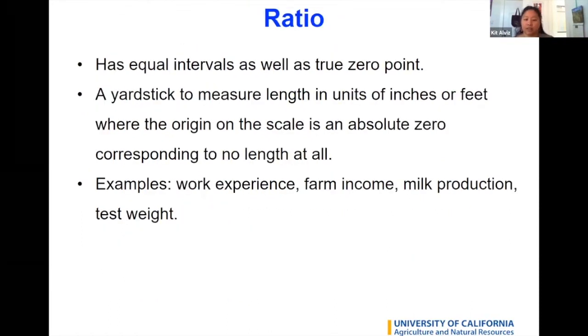And then the last one is ratio. I always think of the ruler. It has equal intervals as well as the true 0 point. A yardstick can be used to measure the length of units in inches or feet, with an absolute 0 corresponding to no length at all. Examples are work experience, farm income, milk production, test weight.